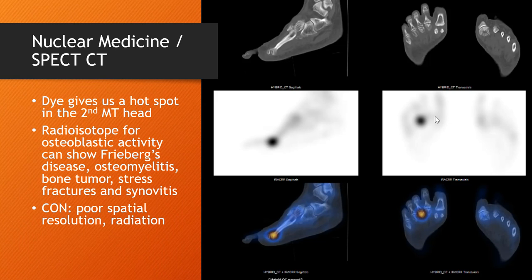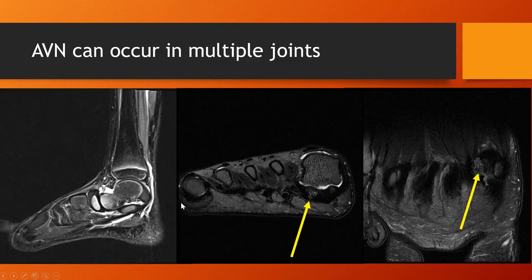This is not the same patient, but it's a bone scan that uses a radioisotope tracer for osteoblastic activity. And it's a positive case of Freiberg's disease or Freiberg's infarction. We can see here and here. So the dye just gives us a hotspot, and the CT gives us better spatial resolution of where that's coming from. So the isotope can equally show osteomyelitis, bone tumour, stress fractures and synovitis. The downside, of course, is that it involves radiation both through the CT and the radioisotope.